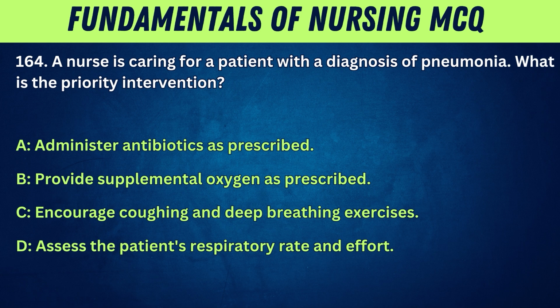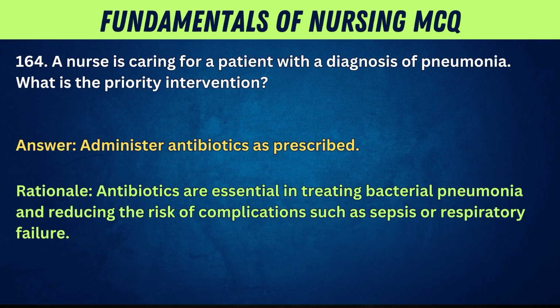164. A nurse is caring for a patient with a diagnosis of pneumonia. What is the priority intervention? A. Administer antibiotics as prescribed. B. Provide supplemental oxygen as prescribed. C. Encourage coughing and deep breathing exercises. D. Assess the patient's respiratory rate and effort. Answer: Administer antibiotics as prescribed. Rationale: Antibiotics are essential in treating bacterial pneumonia and reducing the risk of complications such as sepsis or respiratory failure.